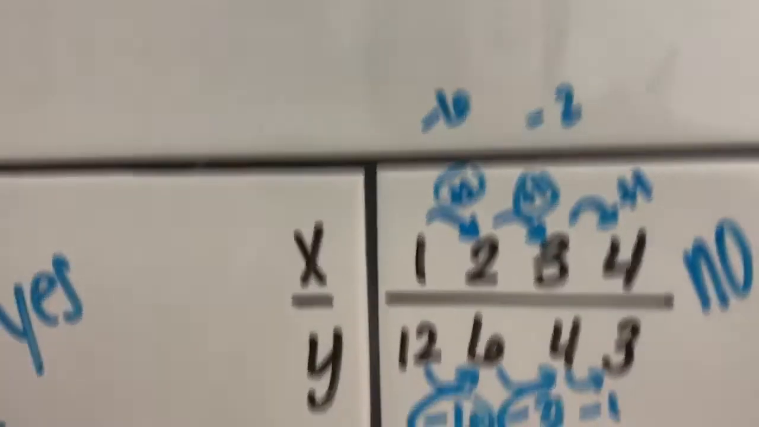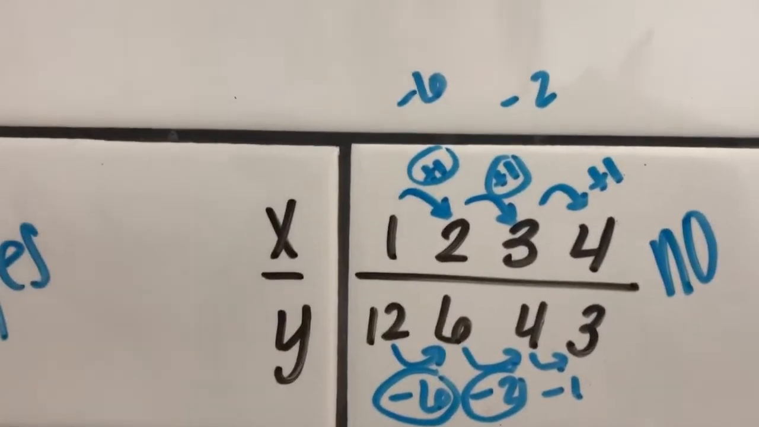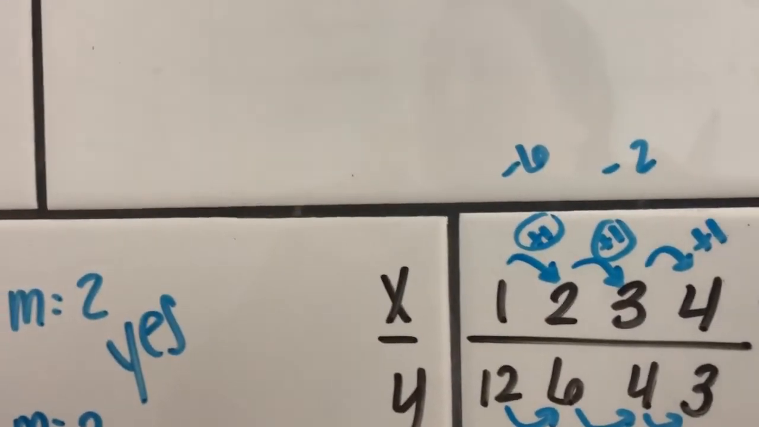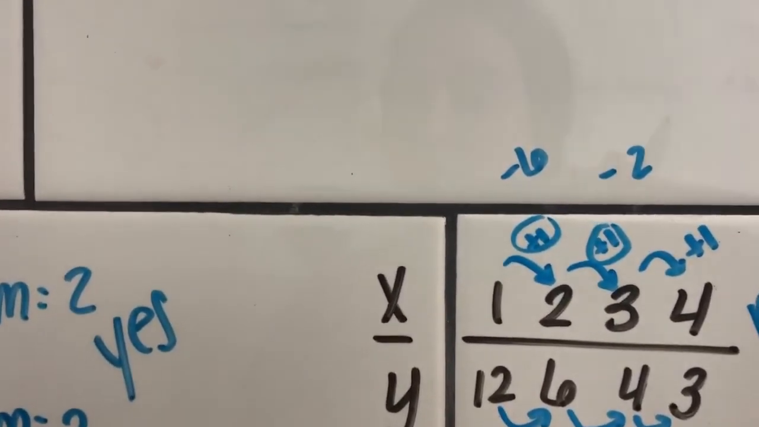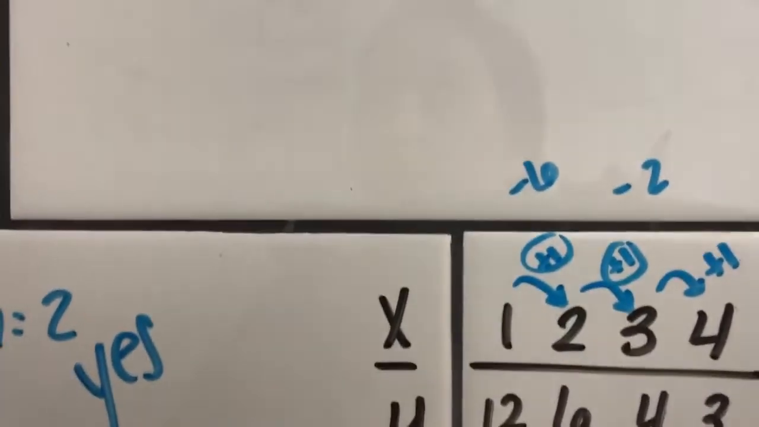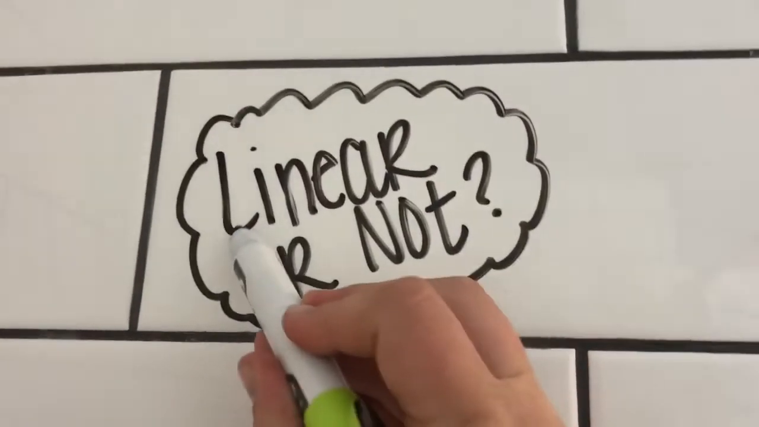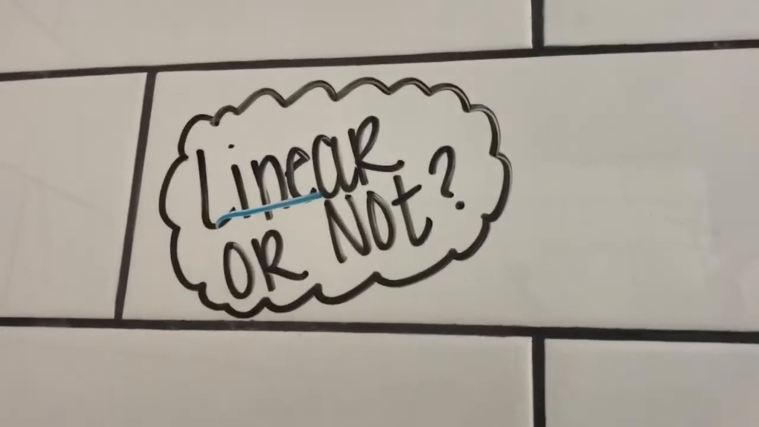So that's it for linear or not. Hopefully it's mostly a review and you hadn't really thought about applying it maybe in these different types of situations, but now you know you can apply that word linear. Remember the word line is right in linear, so you know that linear makes a straight line.